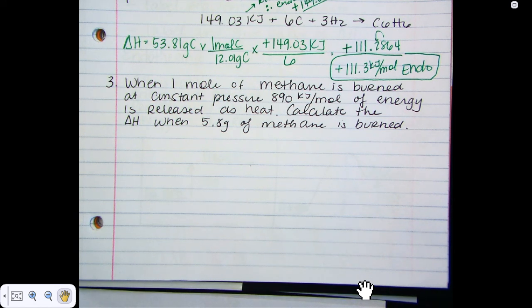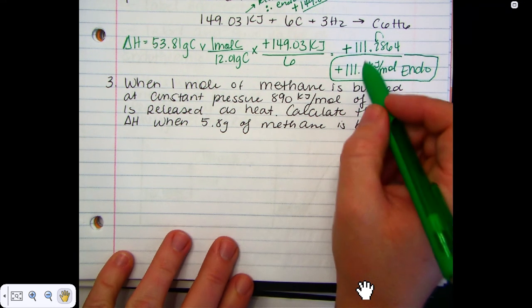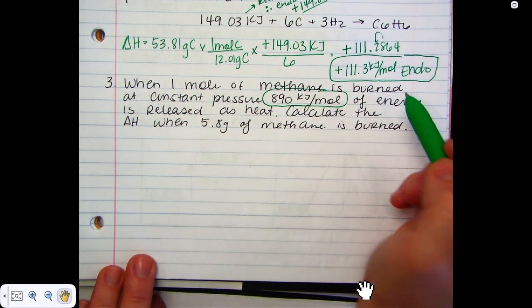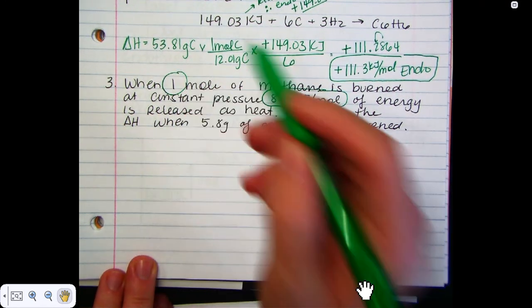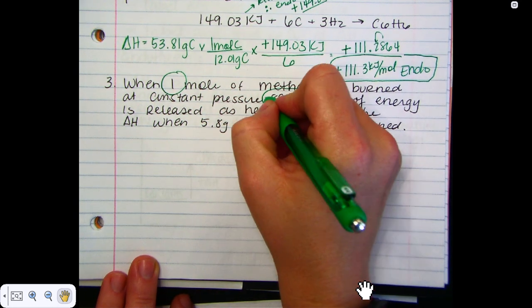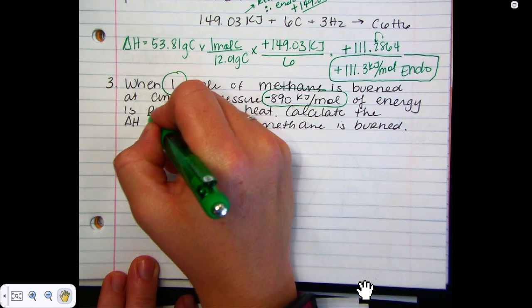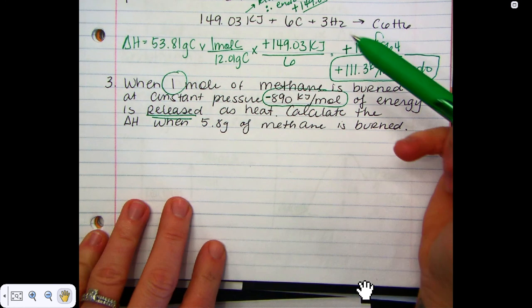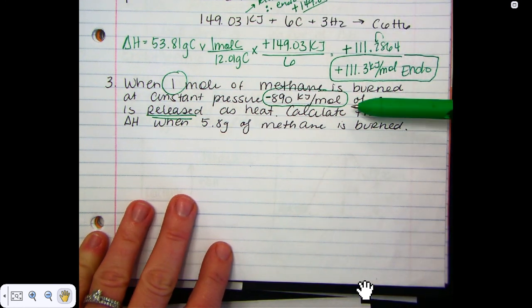in the first sentence. When 1 mole of methane is burned at constant pressure, 890 kilojoules per mole of energy is released. So it's telling me the heat term is 890 kilojoules per mole, and it's telling me that the coefficient is 1. And because it's telling me that it is released, I know that it's negative because this is exothermic, because I have this word released. So this is another way you could see this type of problem. Most often you'll see it with the balanced equation, but I do want you to be able to recognize it this way as well.